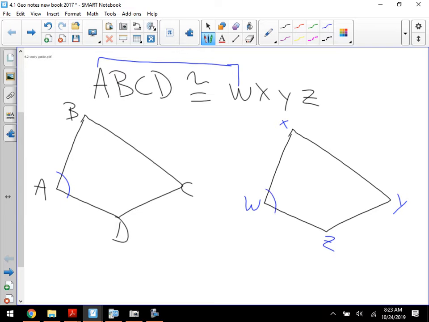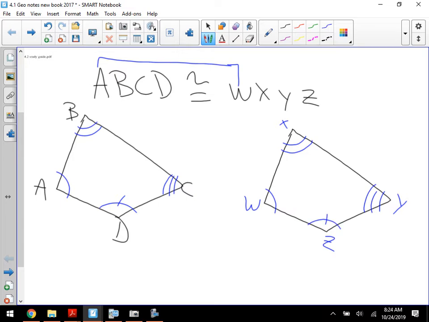B has to be congruent to what angle then? See the pattern here? C goes with, good. And then last but not least, D and Z. A lot of times when we get to four tick marks, instead of making four arcs because it gets kind of messy, I usually do this. Just as long as it hooks together.